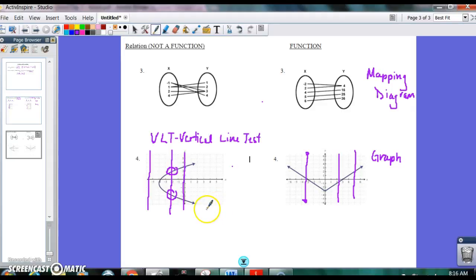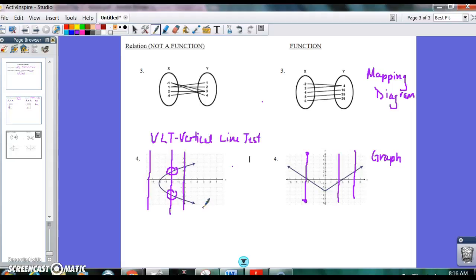So those are the different ways that you can determine whether or not you have a function. Again, if you have repeating x values, it's not a function. So that's what you're looking for in these problems.